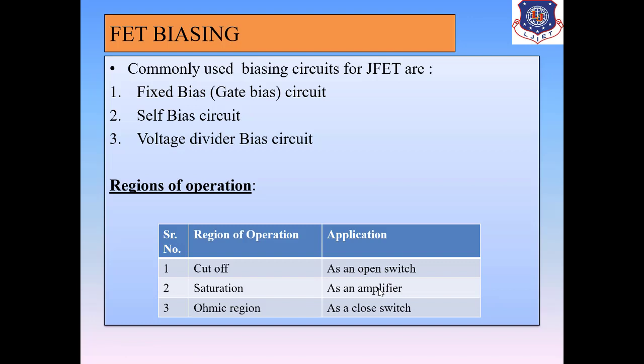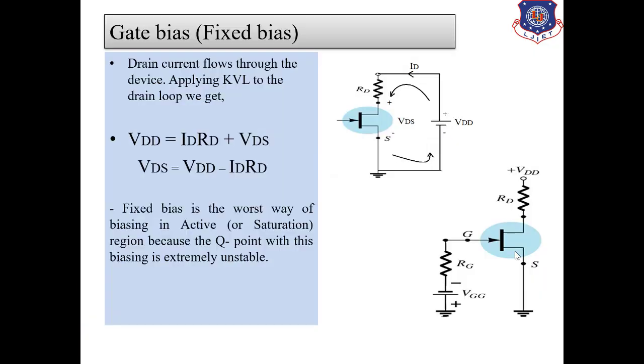So from the graph of output characteristic of JFET, we have decided and we are using the JFET according to the different applications, as per regions of operation. In cutoff region, JFET is used as an open switch. In saturation region, JFET is used as an amplifier. In ohmic region, JFET is used as a closed switch. That means on switch. In cutoff, that means off switch. Let's start with the biasing circuits.